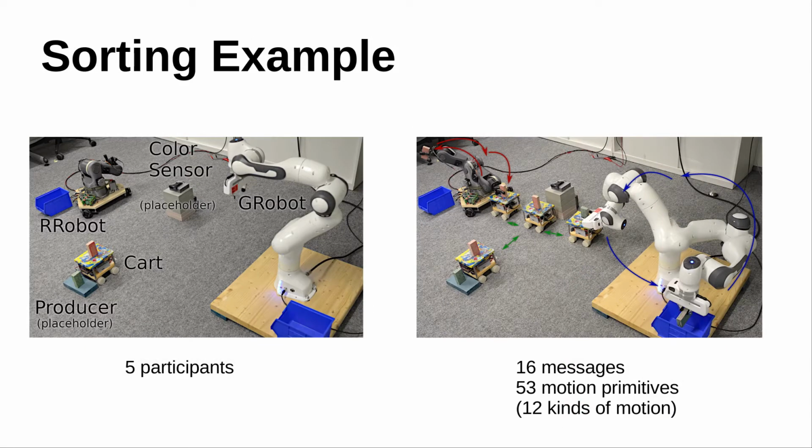Let us look back at our running example. The coordination involves 5 robots. During the run, they exchange 16 messages and execute 53 motion primitives. The motion primitives are basic control actions such as moving to a position or grabbing an object.